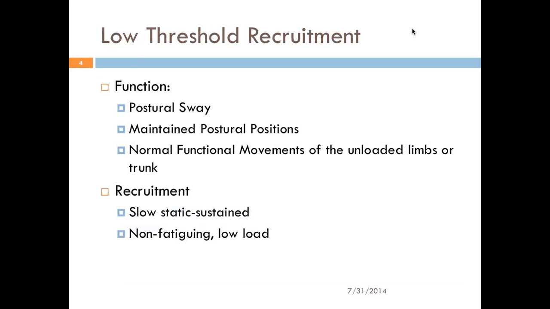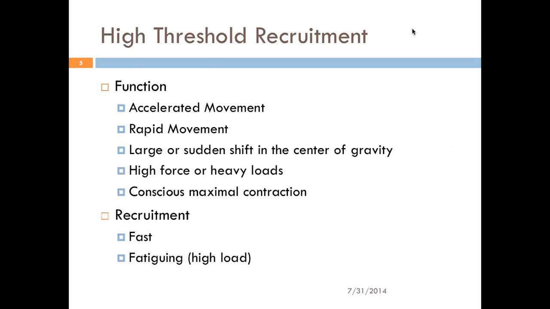Okay. Just to review, the low threshold slow motor units we use for postural movements, maintaining your posture, and normal functional movements where the limb is unloaded, or unloaded trunk movements. It's a slow recruitment, static, sustained, and these muscles are non-fatiguing. The high threshold or fast motor units function for accelerating movement, rapid movements, and large or sudden shifts in the center of gravity, like movement from standing to lying down, or running, with high force and heavy loads. You consciously contract these muscles to their maximum capacity, so we're recruiting these muscles fast and at a high load.